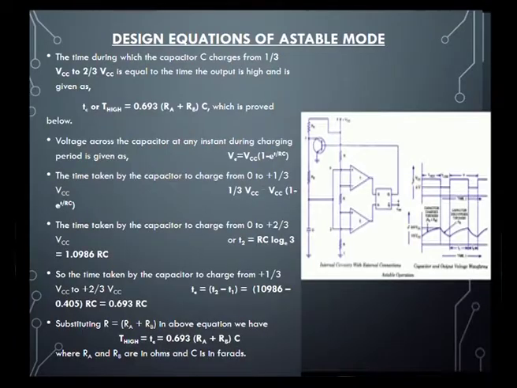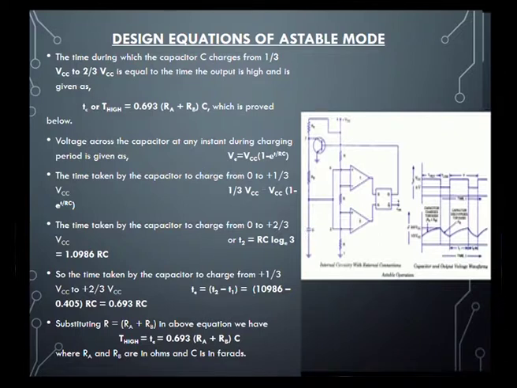Let us see the formula we have to derive. The time during which the capacitor C charges from 1/3 VCC to 2/3 VCC is equal to the time the output is high. The output will go high only during this period. So we consider this as the high period, TH, which is equal to 0.693 into (RA plus RB), these external resistors, multiplied with the capacitance of the external capacitor.